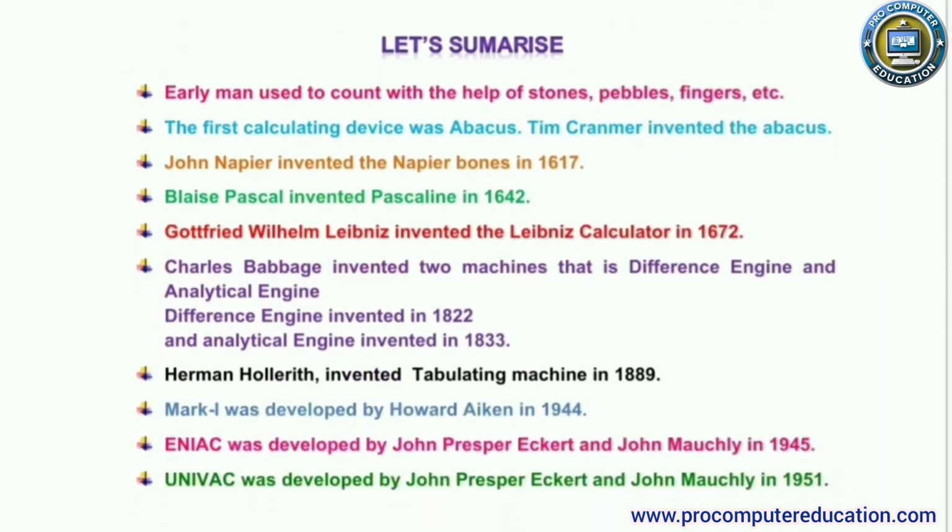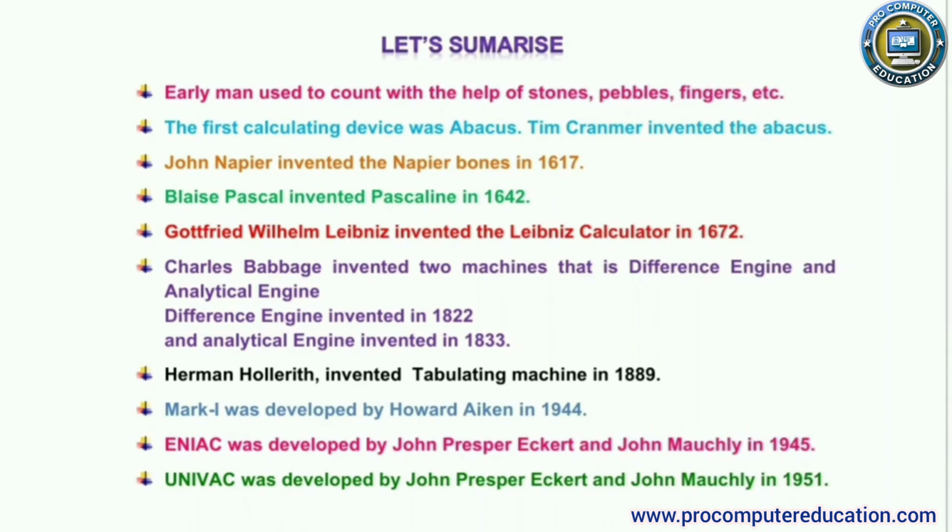Now, let's summarize. First point is, early men used to count with the help of stones, pebbles, fingers, etc. Second point is, the first calculating device was Abacus. Tim Kramer invented the Abacus. Third point is, John Napier invented the Napier bones in 1617. Fourth point is, Blaise Pascal invented Pascaline in 1642. Fifth point is, Gottfried Wilhelm Leibniz invented the Leibniz calculator in 1672.